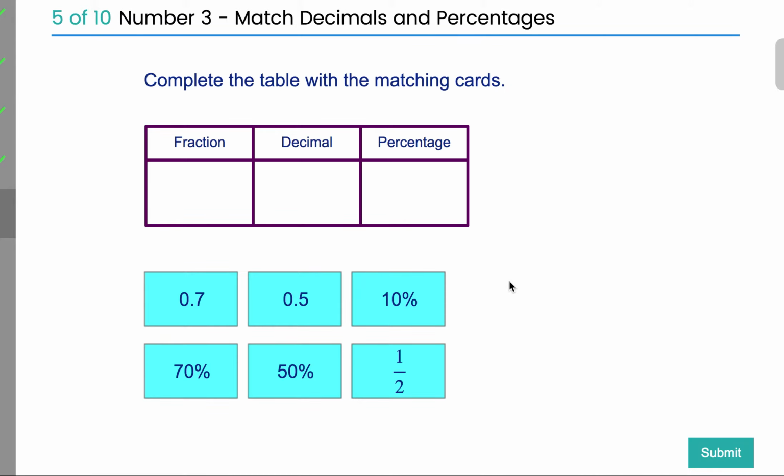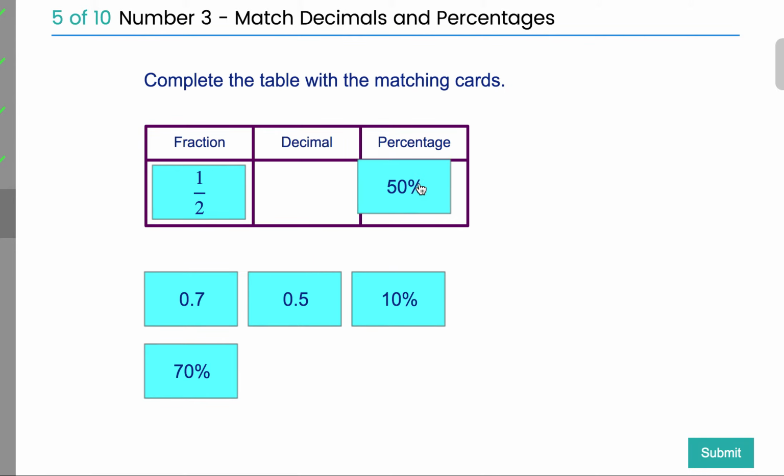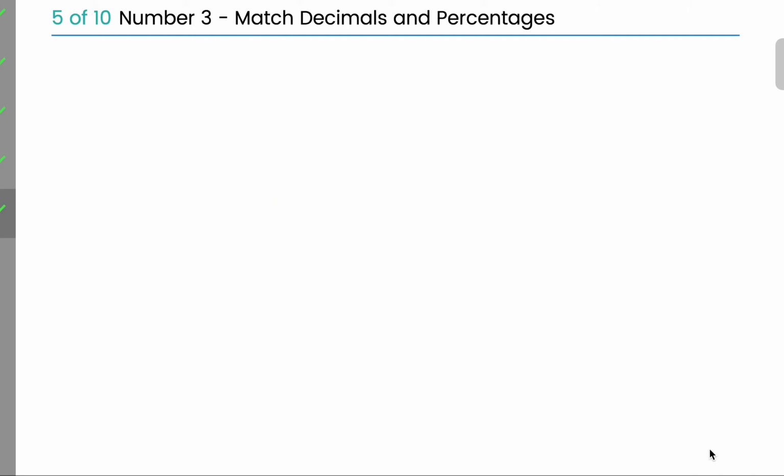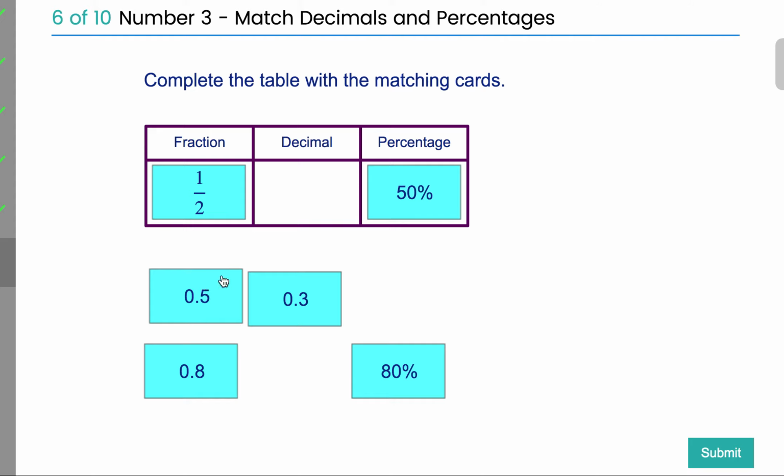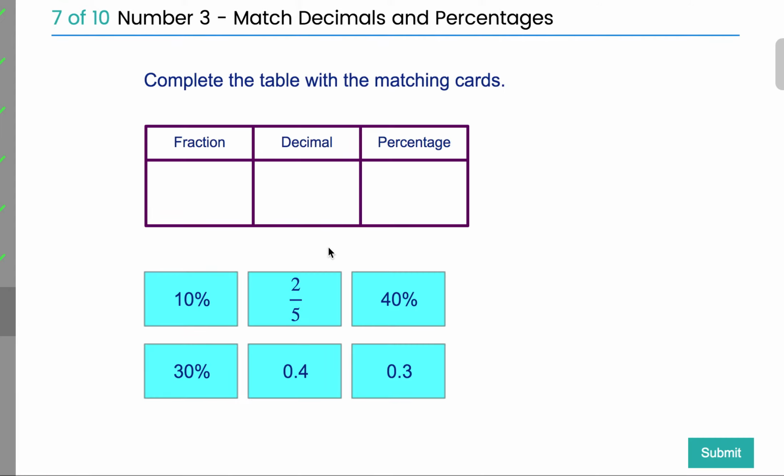Let's have one more. The fraction here is a half. Let's have 2 more, because we can obviously know that half is 0.5 and 50%. Let's move on. Here's a slightly easy one again. Let's just do one more hard one, just to show you one more hard one. And 2/5 is fantastic. 2/5.